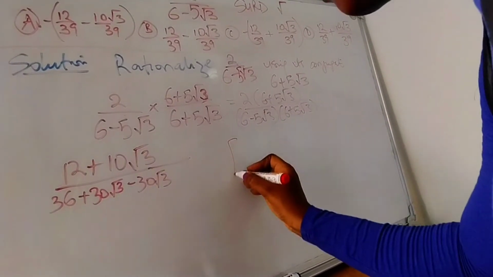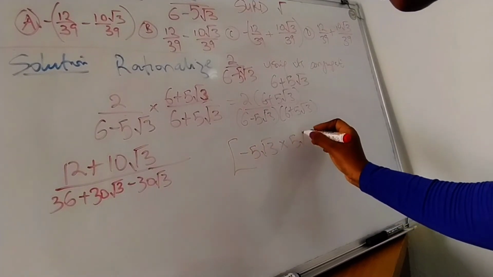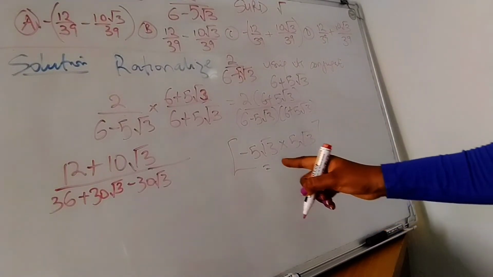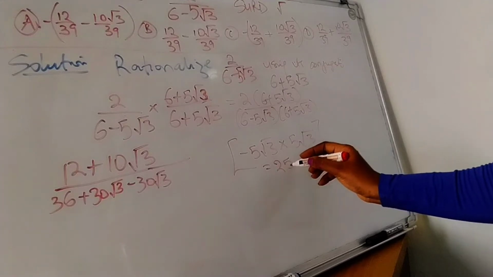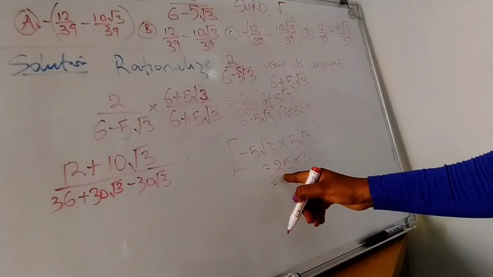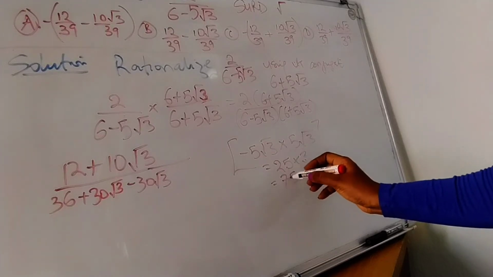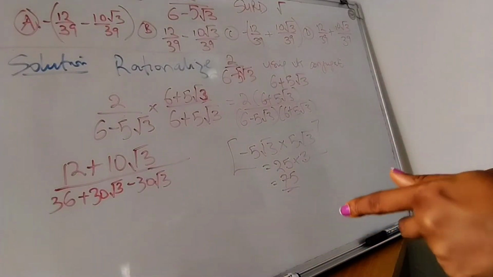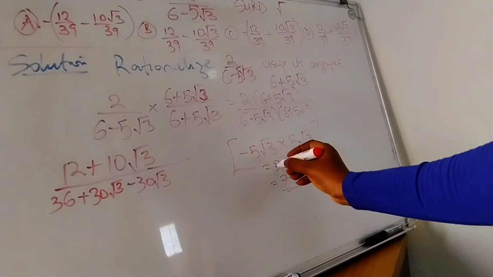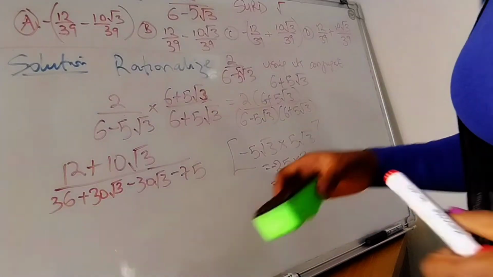Now, let's go to this side and simplify it. Minus 5 root 3 times 5 root 3. How do we simplify it? As simple as this. 5 times 5 gives us 25. Root 3 times root 3 gives us 3. So 25 times 3 gives us 75. Sorry, remember there's a minus. So this will be minus 75.